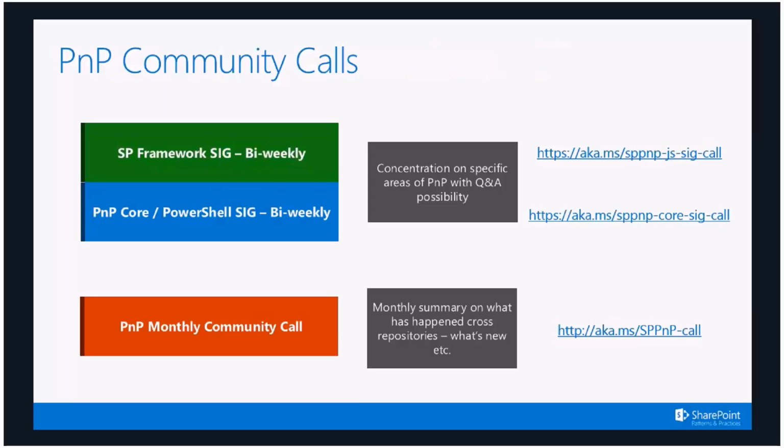Then we have this PnP Core/PowerShell special interest group, which is more concentrating on the PnP Core component, the PnP provisioning, and the PnP PowerShell, because they all relate to each other. And this is a bi-weekly call. This used to be called office hours, but we rebranded the same call to be the PnP Core component special interest group. And then we do have the monthly community call, which is more around us telling what has happened as a summary within the month.